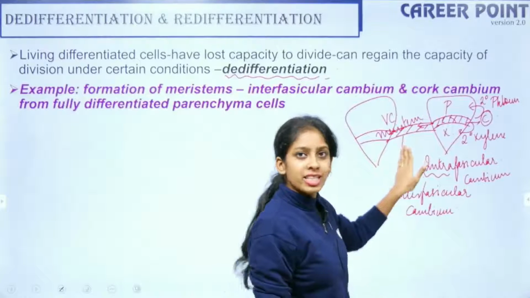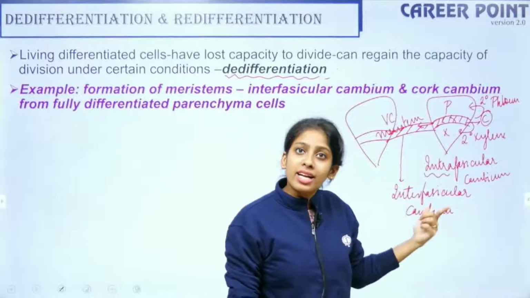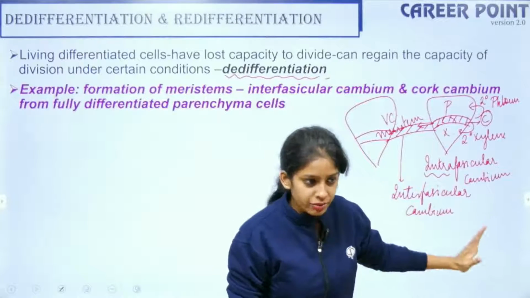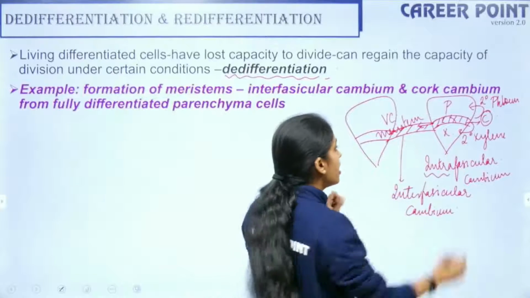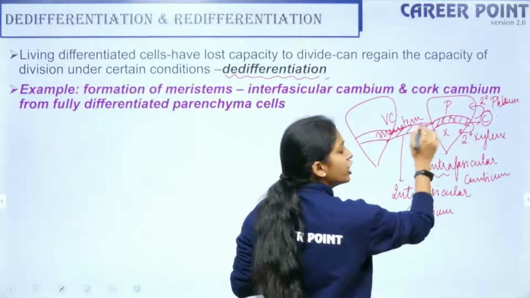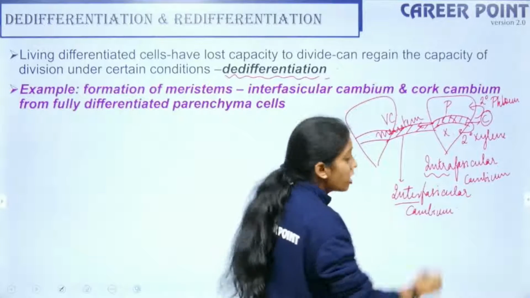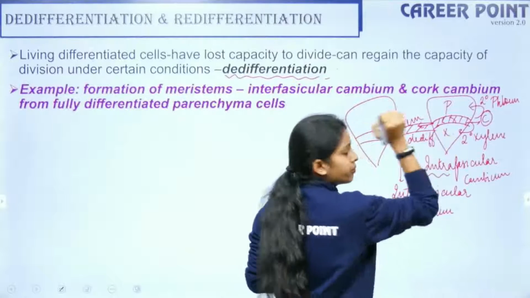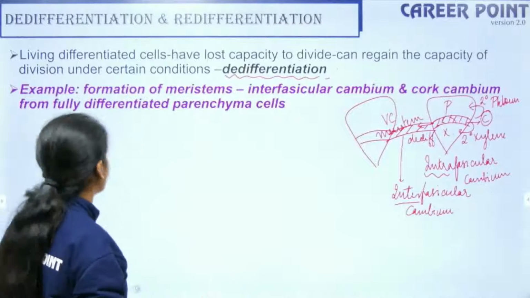So initially in this place you only had parenchymatous cells, okay. So parenchymatous cells are permanent cells, they do not undergo any division. But under certain conditions, these parenchymatous cells have the ability to continue this ring, that is, it forms your interfascicular cambium. So this is an example of dedifferentiation, okay. So this is an example of dedifferentiation.